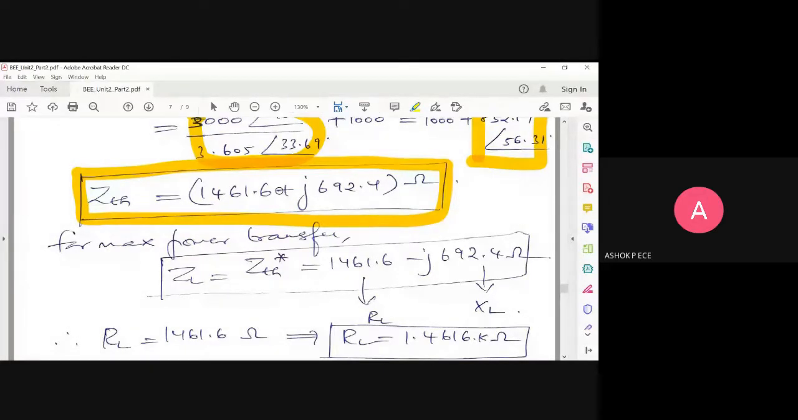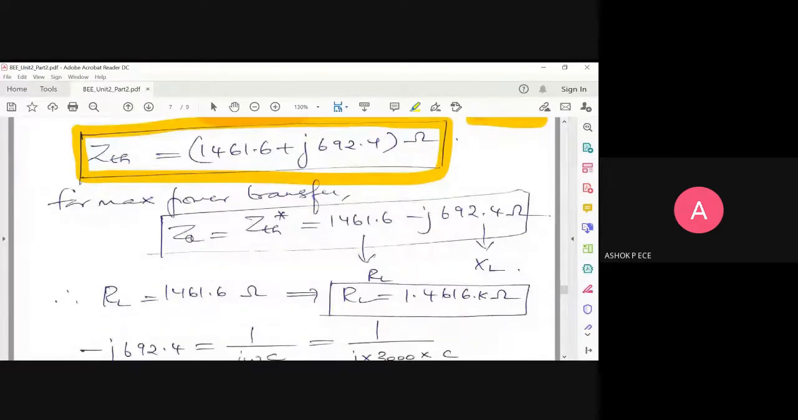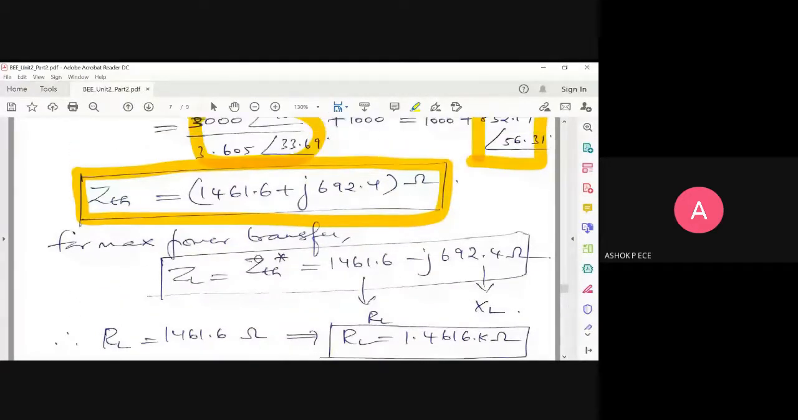So if ZTH has plus j, ZL will have minus j because the maximum power transfer theorem says ZL and ZTH are complex conjugates. For maximum power to transfer, ZL equals ZTH star. So the ZTH real part will be the same, and the imaginary part will be conjugated, or negated. So 1461.6 minus j692.4 ohms.